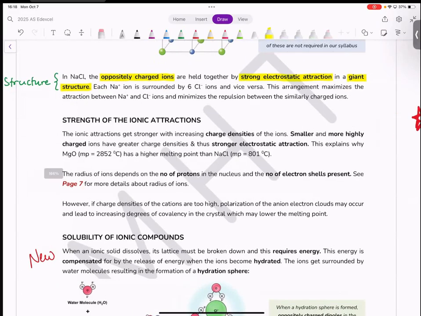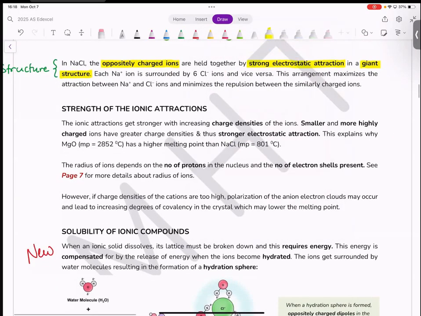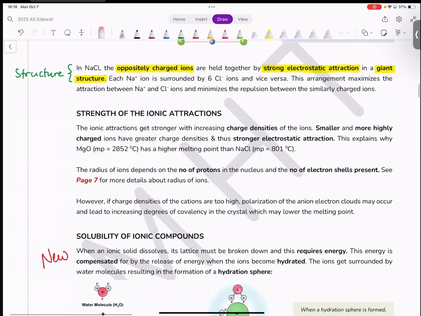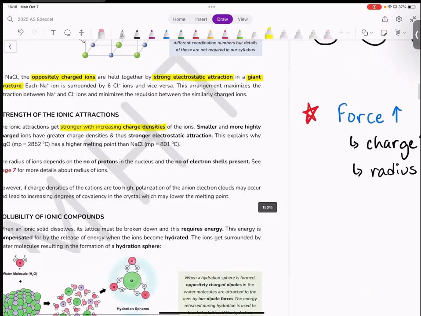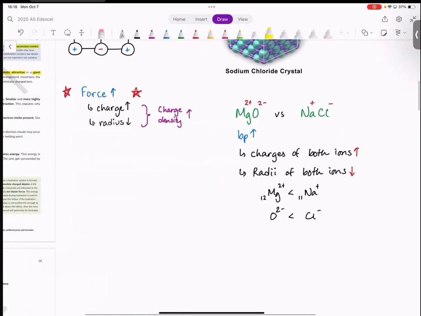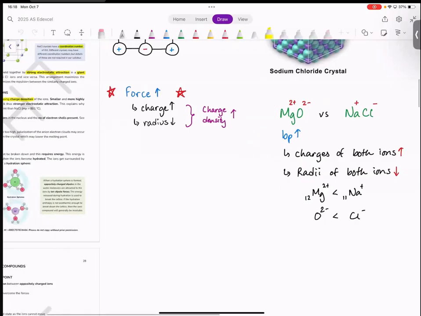Okay, strength, we just talked about this, strength of the ionic attractions. The ionic attractions get stronger with increasing charge densities. Charge density is the term that is affected by charge and radius. So whenever I'm writing these answers, I prefer to write about the charge and the radius rather than talking about charge density. Because charge density of Mg is greater. Why is it greater? Because of those two underlying factors. So if you can get to the root cause, which is the charge and the radius in this case.